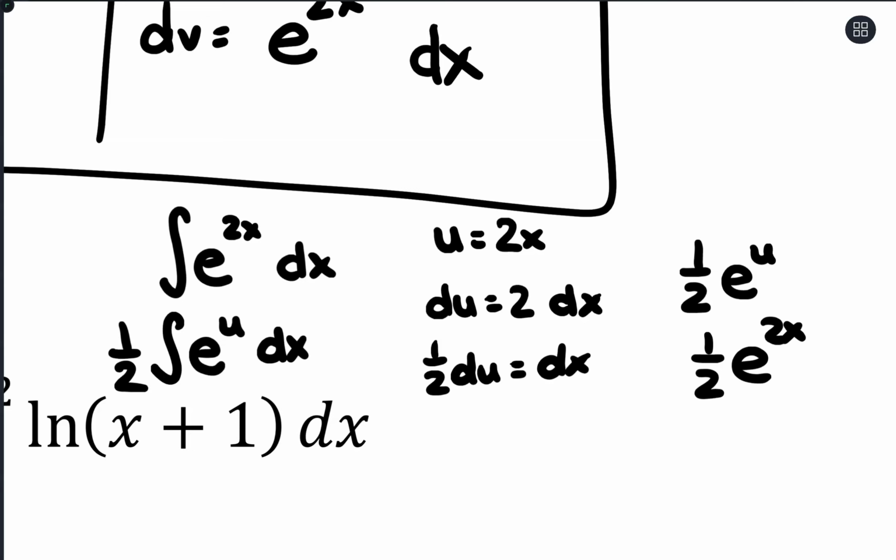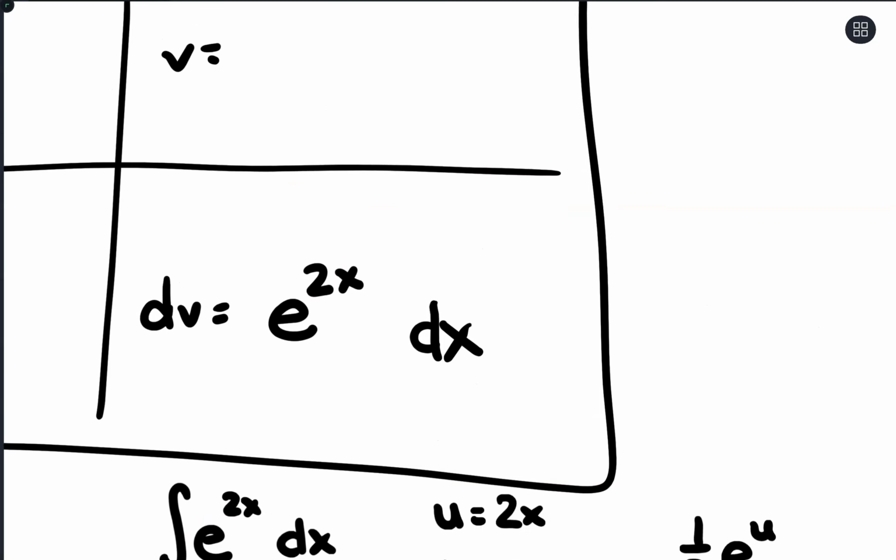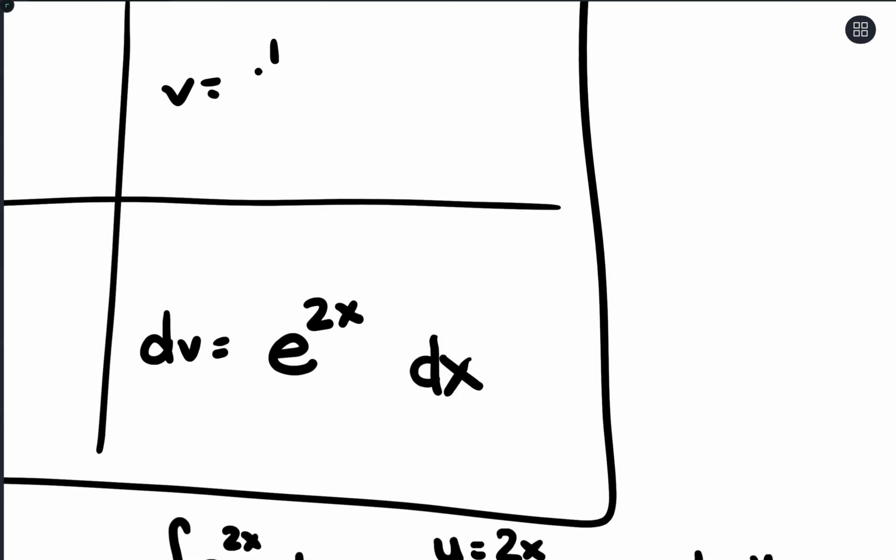So I know that was super fast, but we could check that real quick by taking the derivative, and you'd have 2 times 1/2 is just 1, and then you'd have your e to the 2x, which is what we wanted. So for the antiderivative, we're going to have 1/2 e to the 2x.